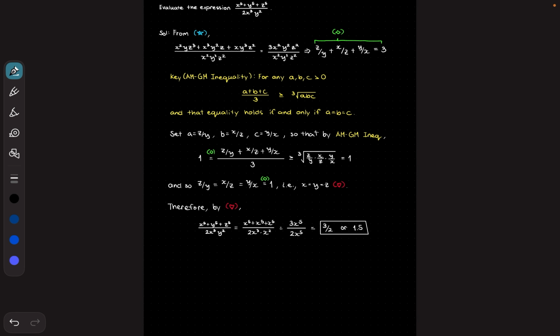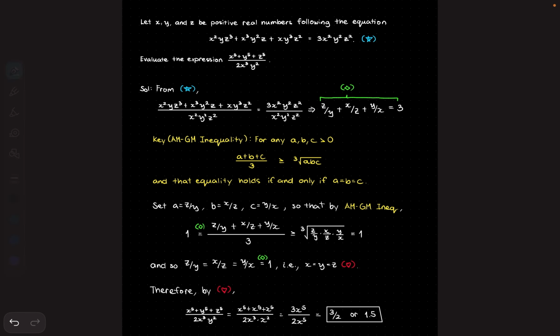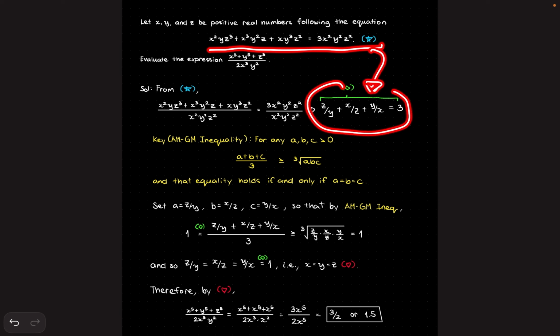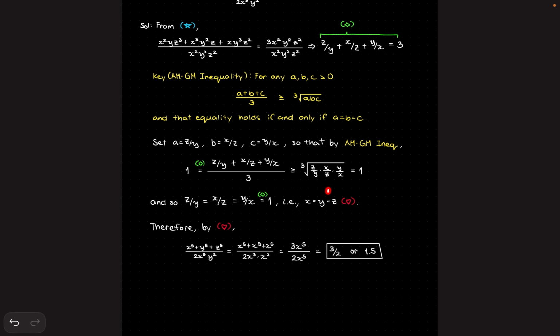Let's leave with that. So just to recap, our first step is to simplify the given equation into this, and then once we have this equation, it is now more evident that we can apply the AM-GM inequality, and upon applying that one, we obtain this equation, x equal to y equal to z, which in turn easily solved what we want.